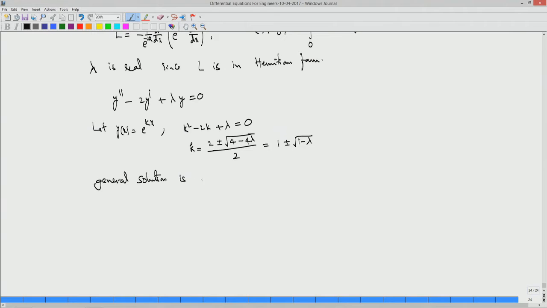The general solution of y(x), which is a second order equation, is some c1 times e^((1 + √(1 − λ))x) plus c2 e^((1 − √(1 − λ))x). So this is your general solution.